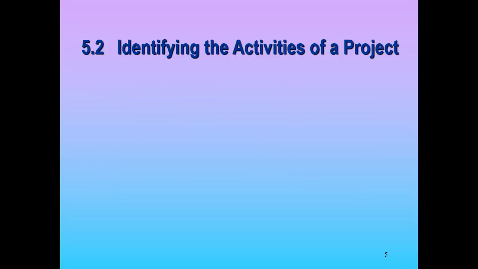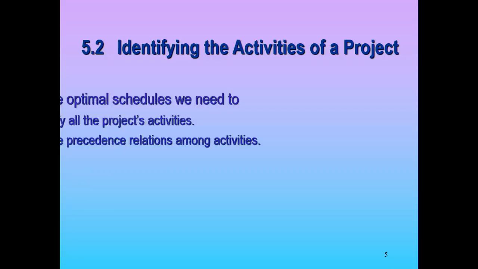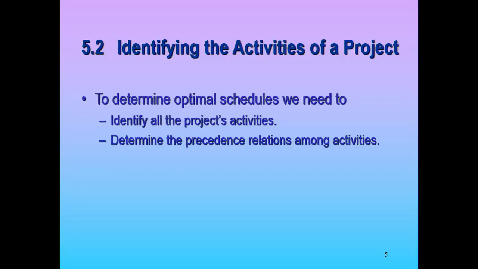So I'm going to skip over this slide. If we were doing a project, for example, cooking a pizza, and it's not a huge undertaking, but we know there are activities or steps in that process. The first thing we do is identify those tasks or activities. To determine optimal schedules for these activities, we first need to say, what are all the project's activities? And then furthermore, we need to put them into some kind of order, right?